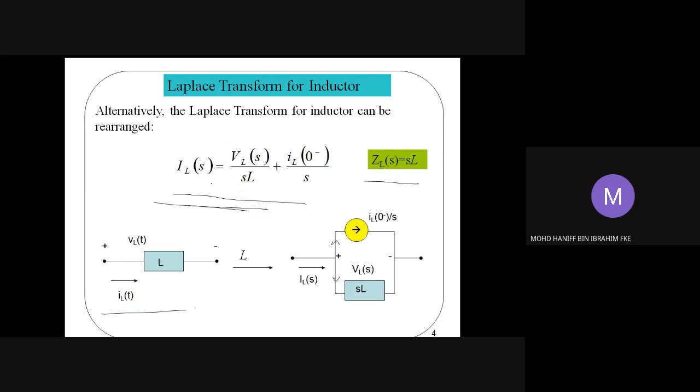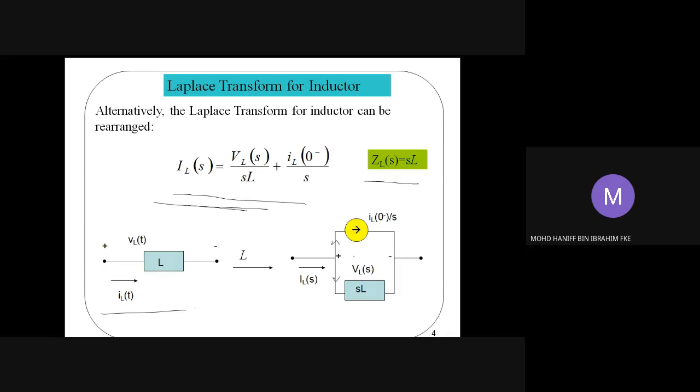This is for the case of the inductor's voltage in terms of the inductor's current. This is very useful if we are solving the problems using the Kirchhoff current law. Based on the equations here, the inductor current consists of two branches. The first is the current through the inductor, VL over SL, and the second is the current source, which is IL zero negative divided by S.